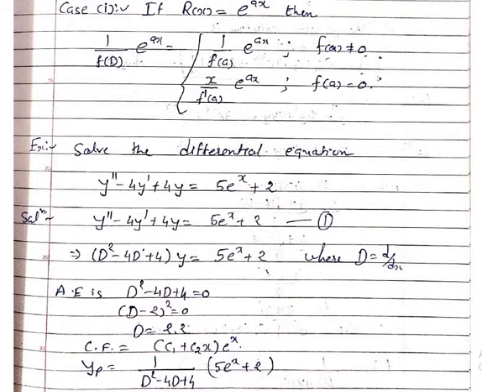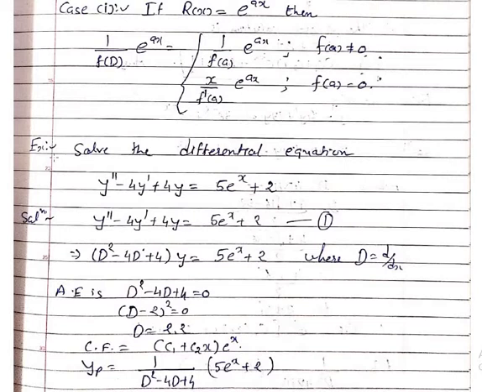That means you have to replace D with a, provided that f(a) has a non-zero value, and x upon f dash of a if f(a) is 0. That means if the denominator is 0, then you have to differentiate this term with respect to D, and in the numerator you put x, then put D equal to a. If still it is 0, then again you repeat the same process until the value of the denominator is non-zero.